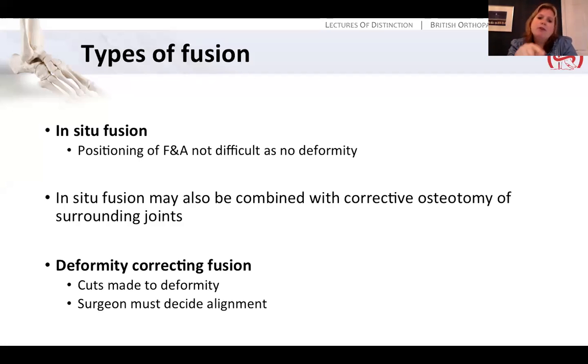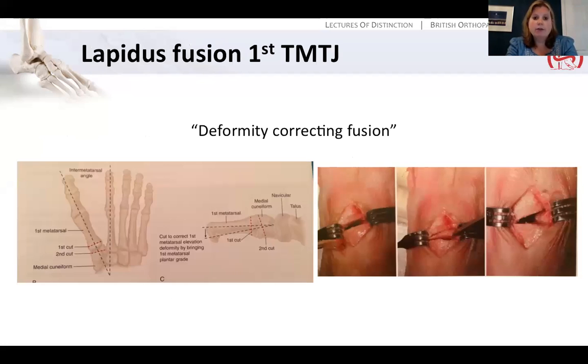The other type of fusion, which you may need to use in the midfoot, is a deformity correcting fusion. And that's basically where you make cuts in the bones to help correct your deformity when you fuse it. And essentially the surgeon has to decide on the alignment of the fusion. So that gets a bit more complex, and you just need to be thinking about how you're going to correct the foot and whether it would be an in situ fusion or a deformity correcting fusion.